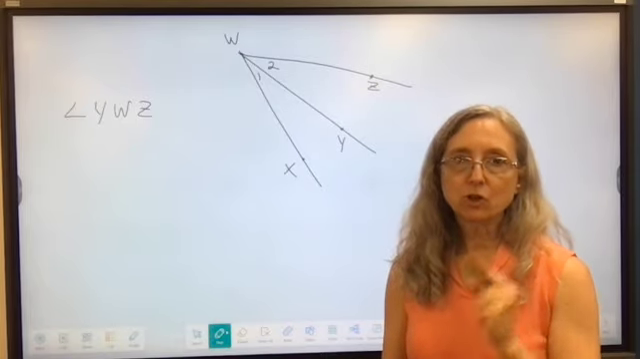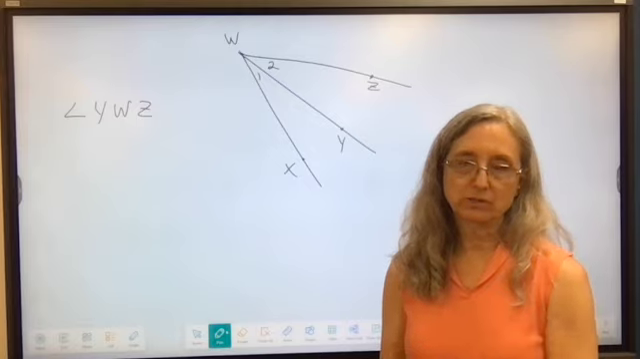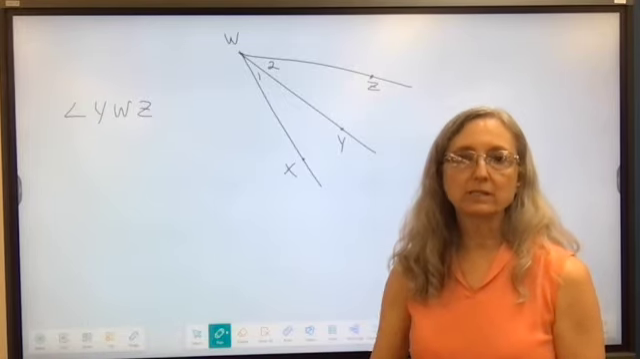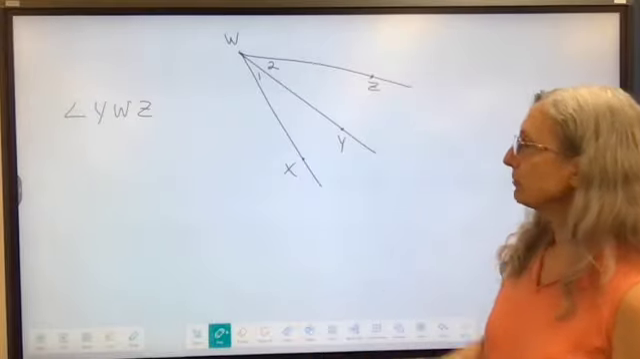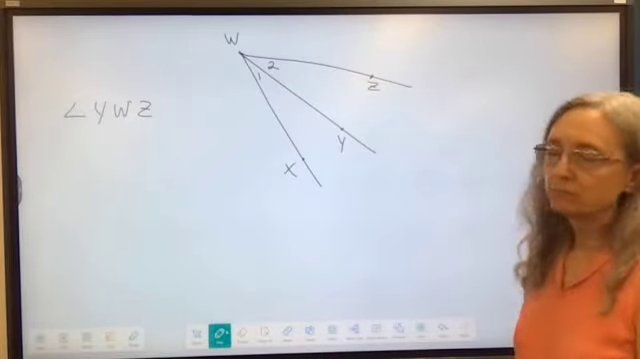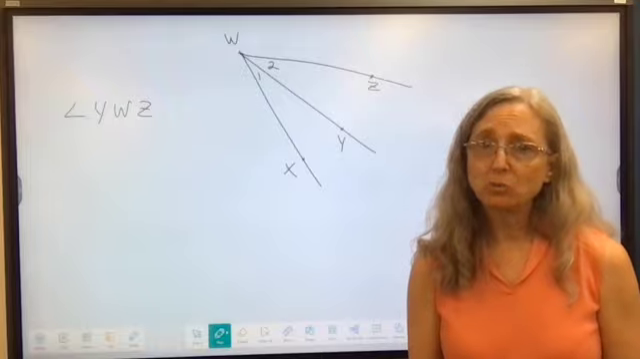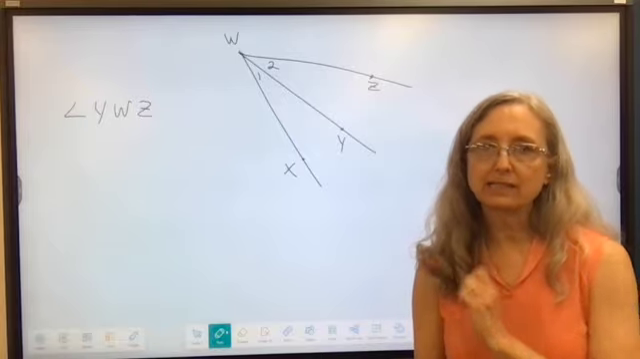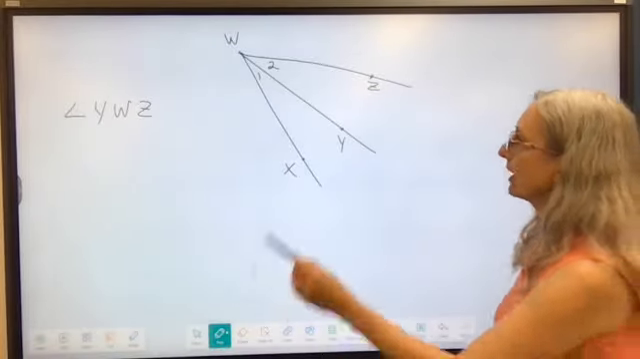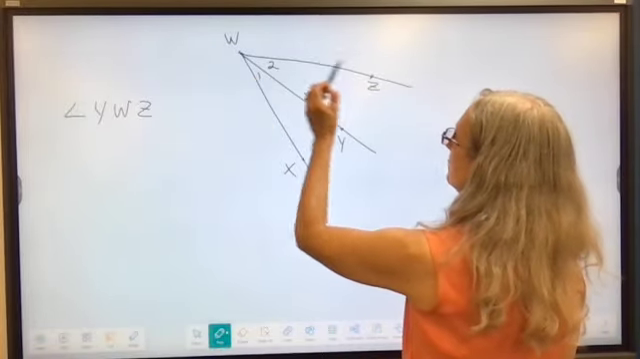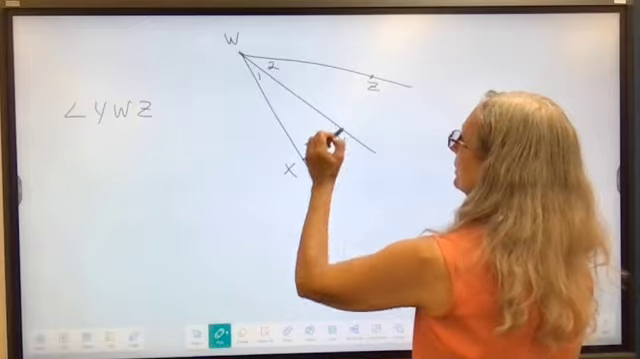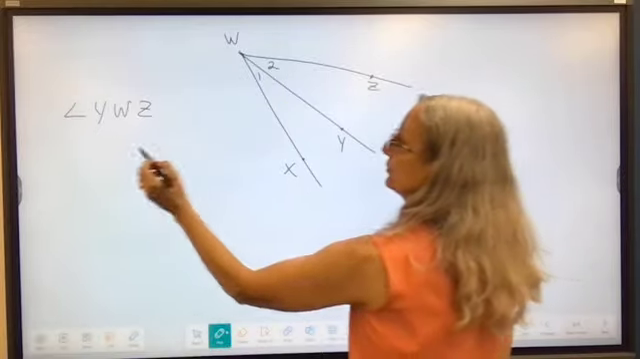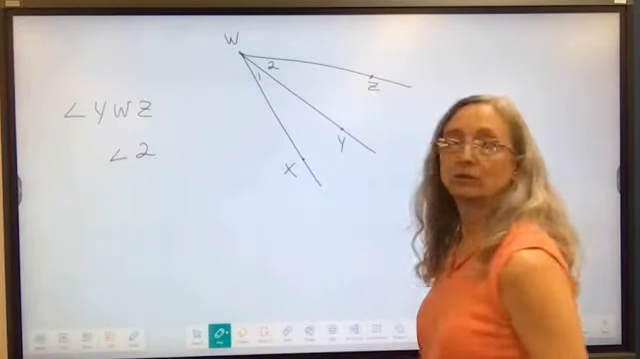Naming angles correctly is very important. Hopefully this is a review for you guys, but I'm going to review it because it's really important. So if I look at my diagram, I have angle YWZ. I want you to find angle YWZ, and I want to come up with some other names for the exact same angle. So angle YWZ would be this angle here. So one way to name that angle would be angle 2. We can say that's angle 2.